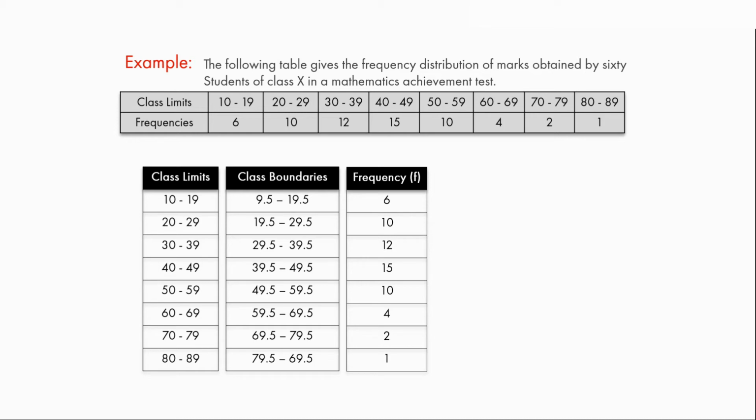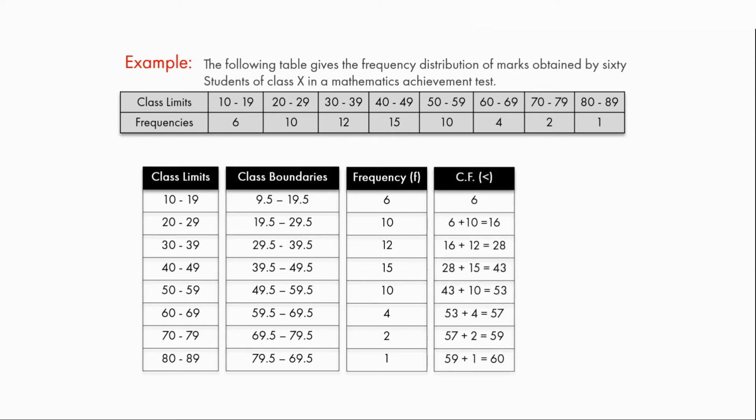To find cumulative frequency of less than type, we can write the first frequency, that is 6, in the first row of the fourth column, then add to the next frequency 10 with 6 and write in the second row of the fourth column. In the similar way, we can write the following.